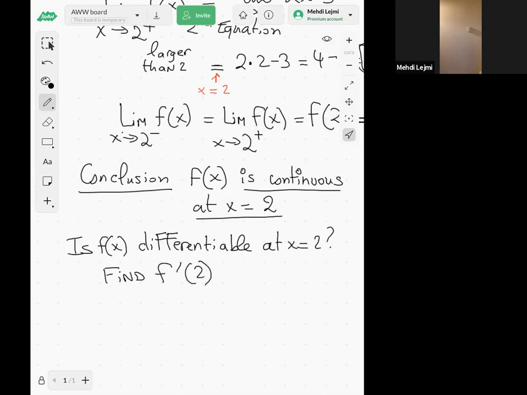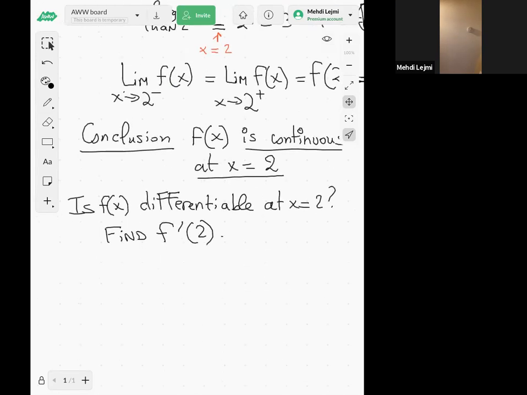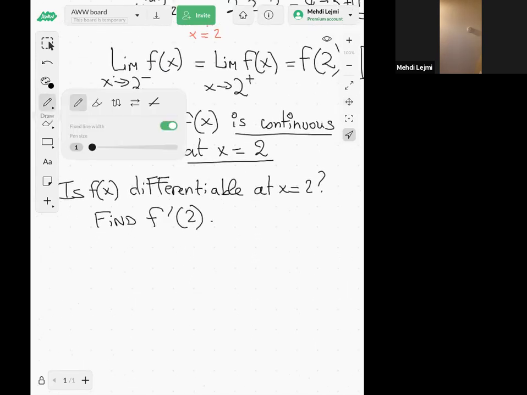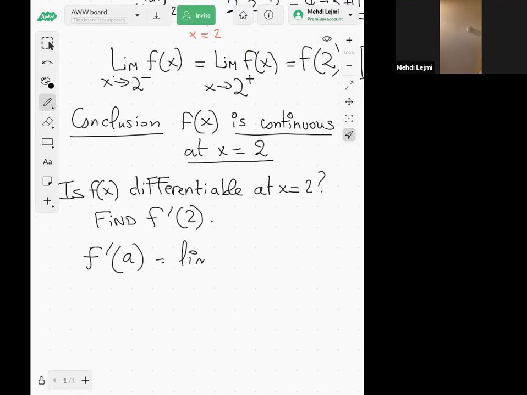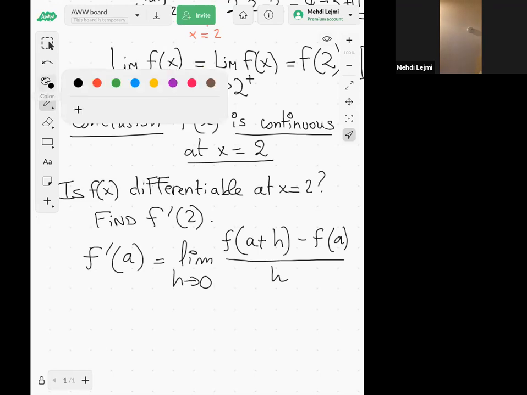Okay. So guys, let me first remind you. What's this f prime of 2? Well, let me just remind you of the definition. f prime of A should be the limit as h goes to 0 of f of A plus h minus f of A over h, like for the tangent line, right? And of course, here we are talking about x equal to 2, so your A is 2.